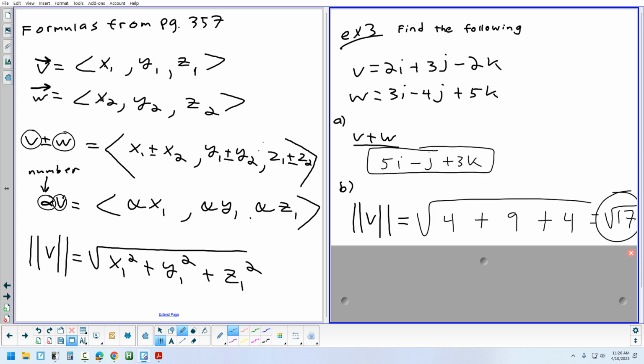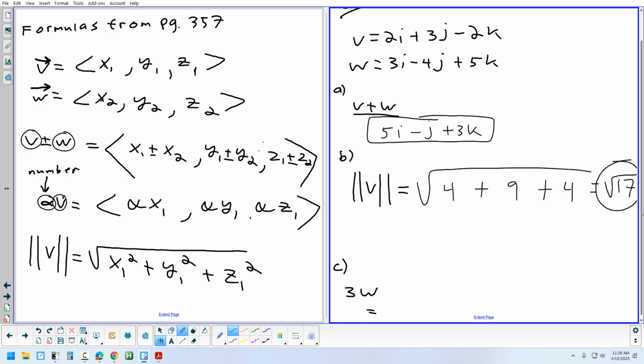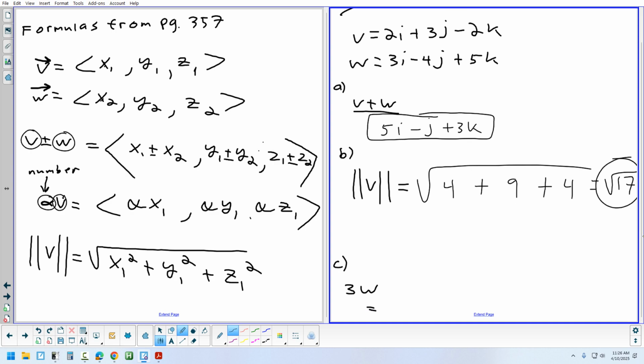Any question how to change that to a decimal? Okay. And last one, part C, is a scalar product. So we're finding 3w. In this case, what does the 3 do to w? Makes it bigger. Yep. How much bigger? By 3. 3 times as long. Does it change the direction? No. If it did change the direction, this number would have to be what? Negative. Okay, and it's not. Good.